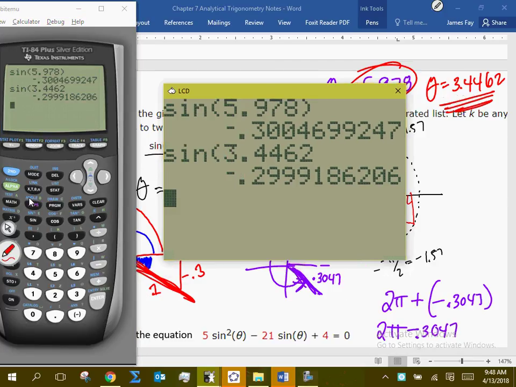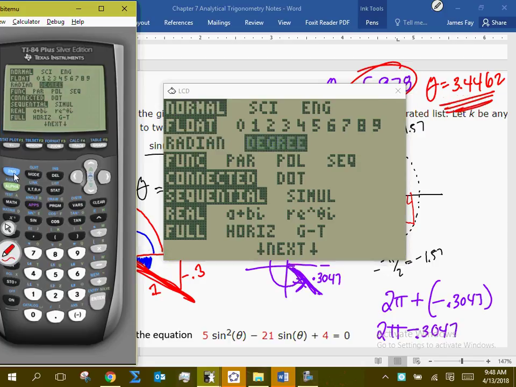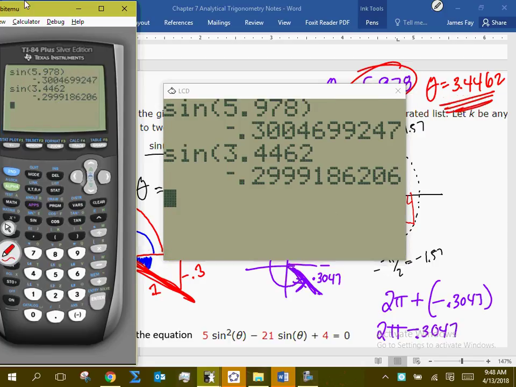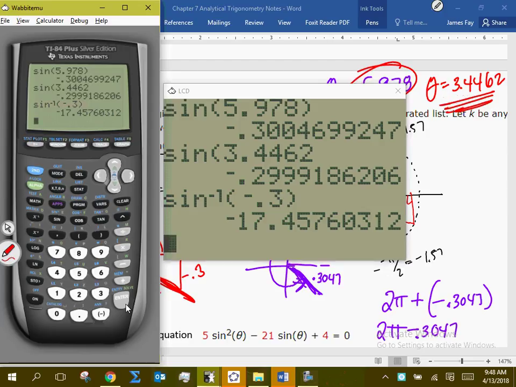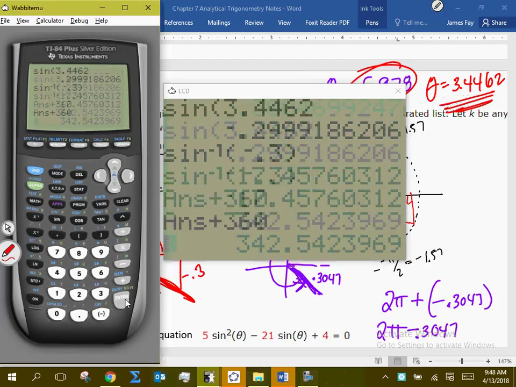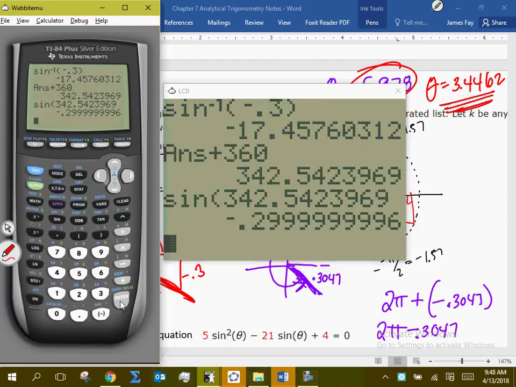Let me go put it back into degrees. We did sine inverse of negative 0.3. It would give me that in degrees. So it's a negative angle, so adding 360 gives me the positive version of it, the positive coterminal angle. So that there is one of my answers. If I take in degrees sine of that number, I get that negative 0.3, right?